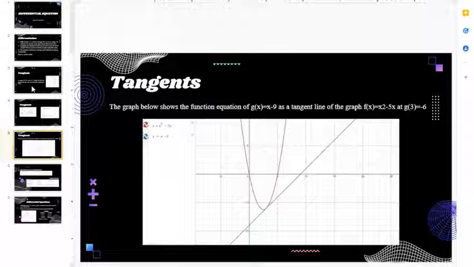An example can be taken here, where the graph shows the equation g(x) as the tangent of f(x). f(x) is x squared minus 5x, and g(x) is x minus 9 at the point x equals 3. With this, the gradient of the slope of f(x) at x equals 3 is 1, as shown by the slope of g(x) being 1.